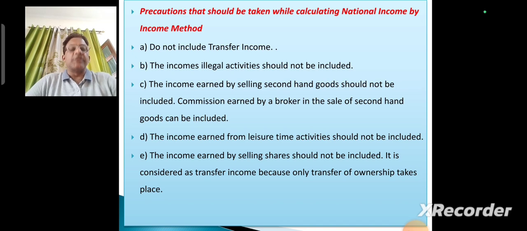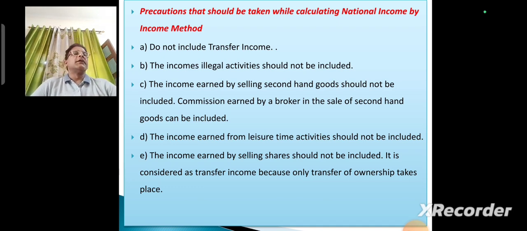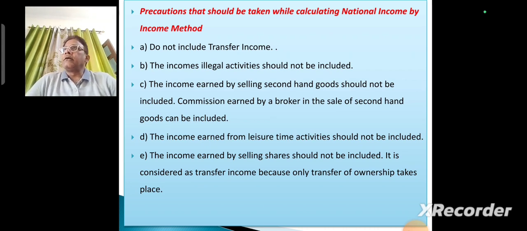Now when calculating national income by any method, there are certain precautions which we always have to take. So here also we have certain precautions. The first precaution is that when you are calculating national income by income method, you are considering the income of the people. So if there is any transfer income, any unilateral income in the form of donation, gift, charity, old age pension, widow pension, scholarships, awards, it is always transfer income. So if anybody is earning income in these heads, it is not to be considered.